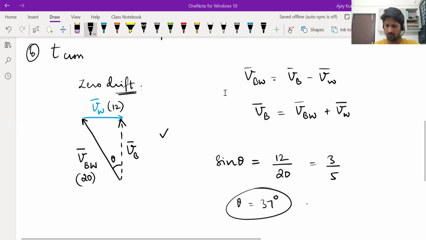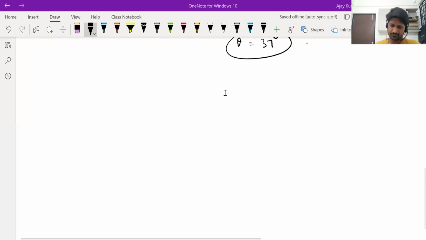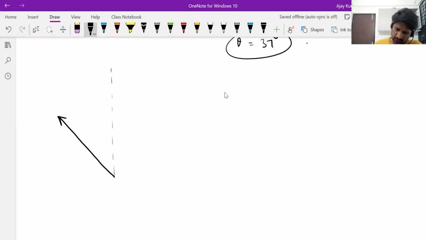There's another way also to solve. Let's say for zero drift, VBW must be pointed at an angle theta like this. That theta is what we are trying to find out. VBW is 20 units, we know that. Get its x component and its y component also.